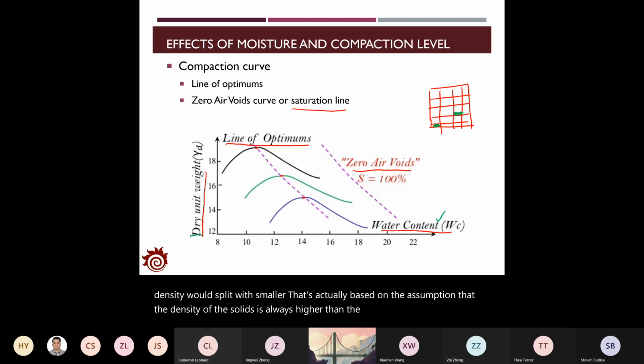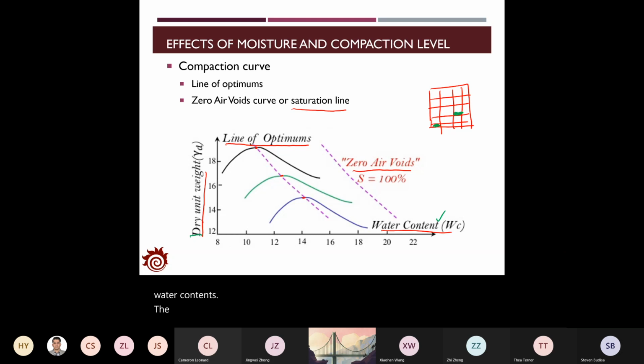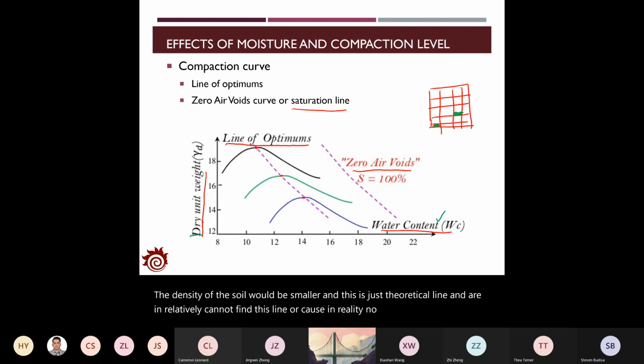So with more water content, the density of the soil would be smaller. And this is just a theoretical line. In reality, we cannot find this line because no matter how you compact the soil, there always exist some air voids in between.